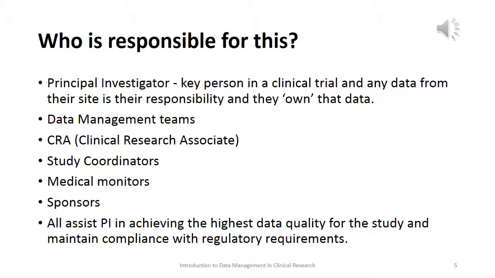So whose job is it to do this? Who's responsible for it? Well, first, the principal investigator is the key person in a clinical trial, and any data from that person's site is their responsibility, and they essentially own that data. So they have the first line of responsibility for ensuring that that data is correct and accurate.